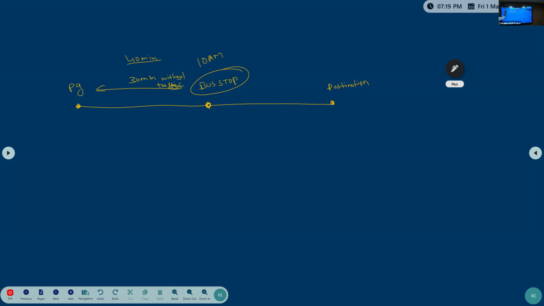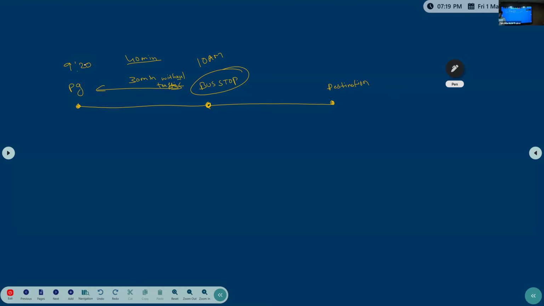If you want to reach at 9:20, yes or no? So if you know traffic will not be there, you need to start at 9:30 also, you can reach. Yes or no? So now you came to the bus stop.